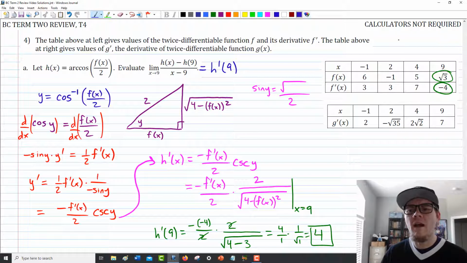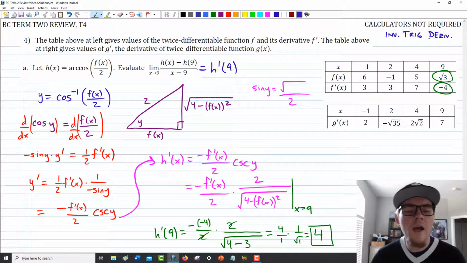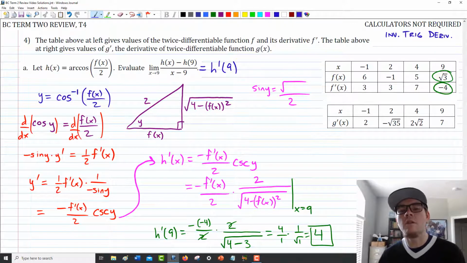Oh, and I'm sorry, I didn't write what concepts. This is pretty well focused on inverse trig derivatives. Obviously, there's some chain rule involved here. There's some other stuff going on. You're reading a table, difference quotient, but the BC concept was the inverse trig derivative, something we did in BC.